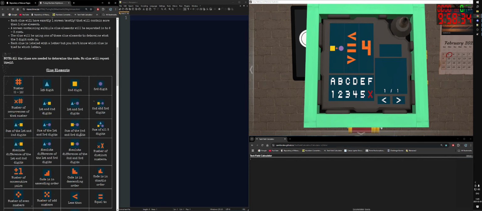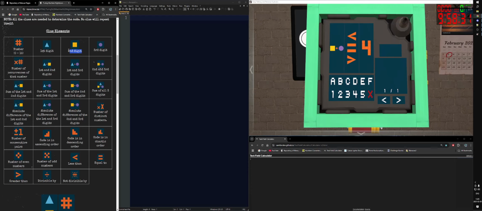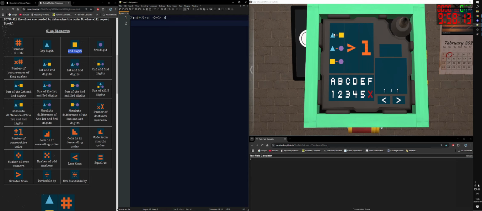4. So if you look down here, you'll see that square corresponds to the second digit, we'll note that now as second, plus the third is equal to, less than, or more than 4. Let's go to the next clue. Either the difference between the first and second should be this one. Where is it? Here, absolute difference. First minus second. First minus third. Or second minus third is greater than 1.